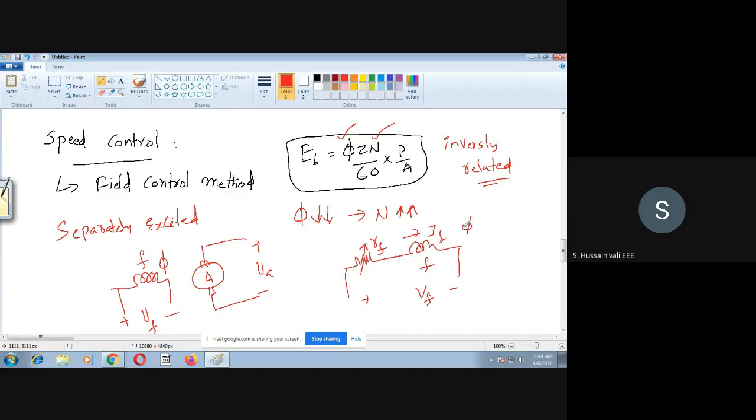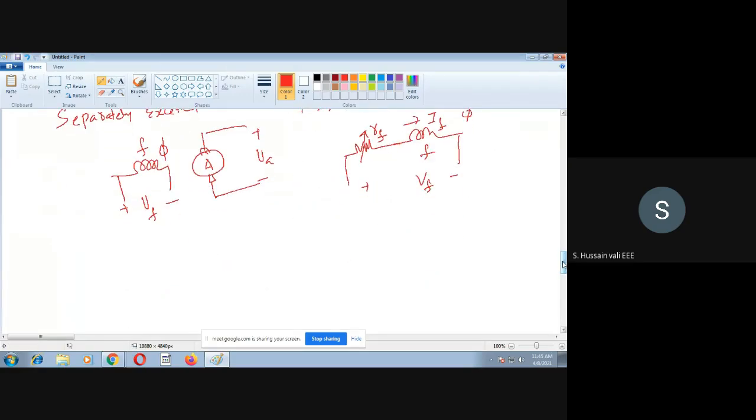So by having a rheostat in series with the field winding, by changing the rheostat positions, you can change the current flowing in the field winding. When the current flowing in the field winding changes, obviously the flux produced by that winding also changes. So if the flux changes, the speed can be changed. This is the logic behind it. But in the case of the series motor, what is the problem? The difficulty is that the series winding is in series with the armature.